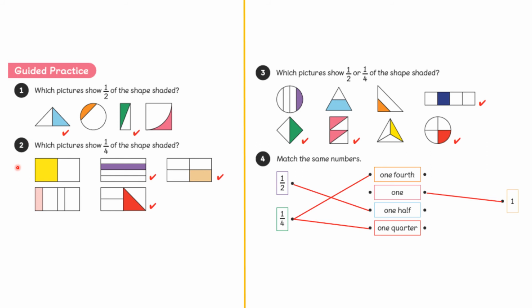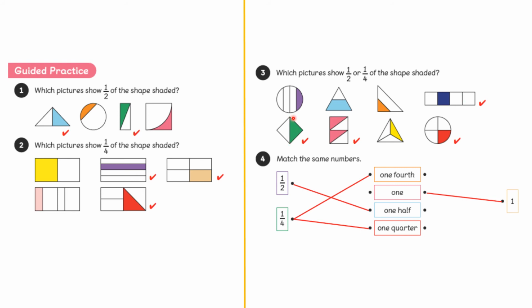Question 2, which pictures show 1/4 of the shape shaded? We should have ticked this one, and this one, because in all of those there are 4 equal parts and only 1's been shaded in. Question 3, we needed to show which ones have 1/2 or 1/4 of the shape shaded. So the first one was this rectangular shape here. 1 out of the 4 parts is shaded in. So 1/4 has been shaded.